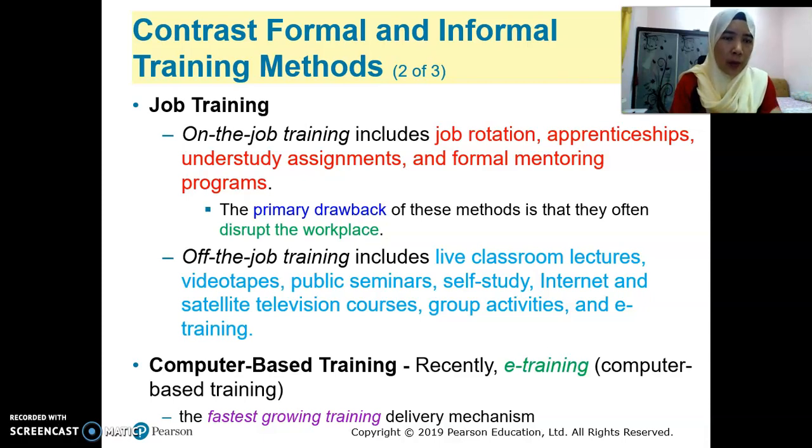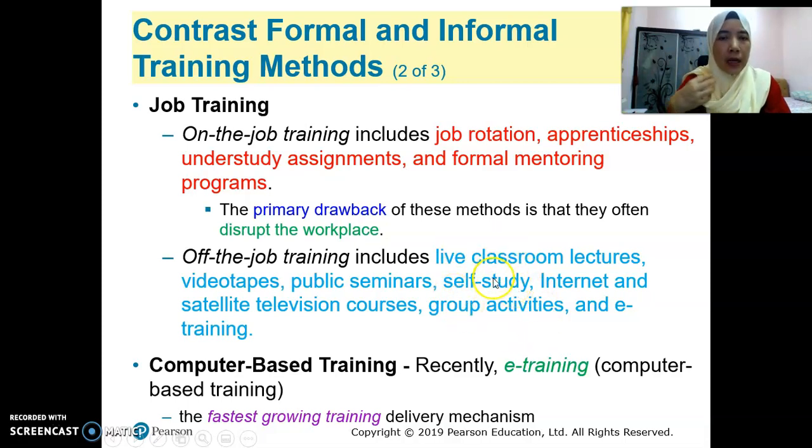they may have problems. They may have to ask others who know, so they disturb others, and they also cannot perform their job effectively and efficiently, especially at the beginning of the process. So this can disturb performance and also disturb other employees who are doing their jobs. The drawback or disadvantage of on-the-job training is disrupting the workplace.